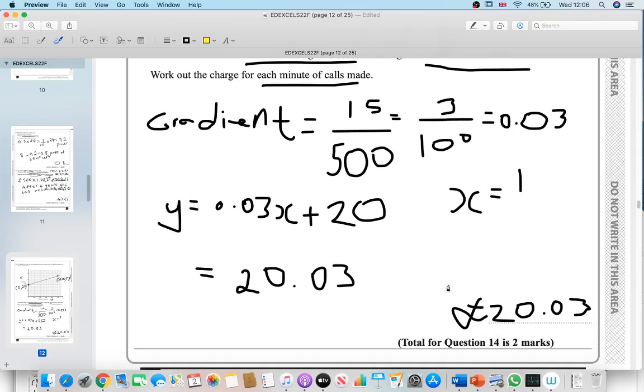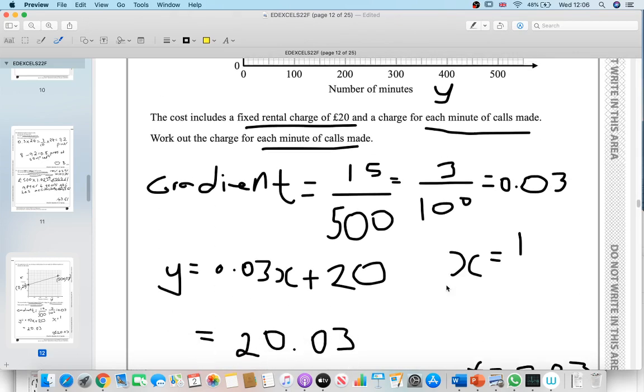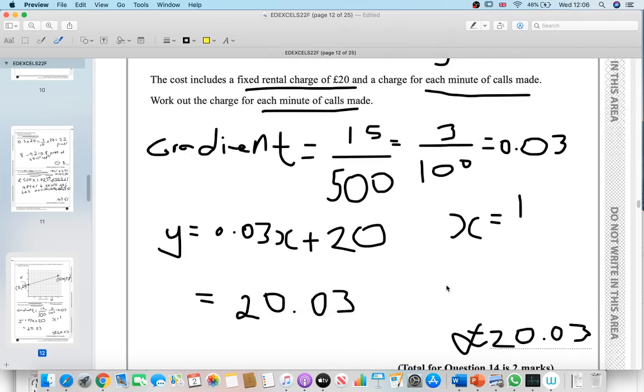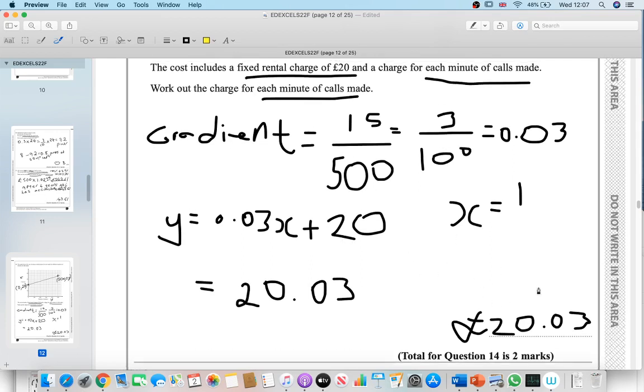So for every minute of calls made, they are paying... sorry, so the charge is actually 3 pence. Sorry. So it's 3 pence.